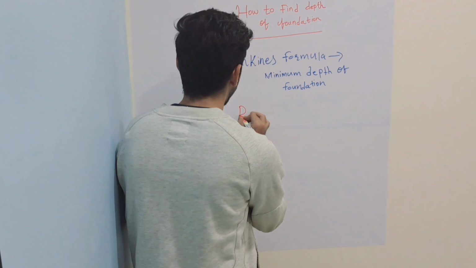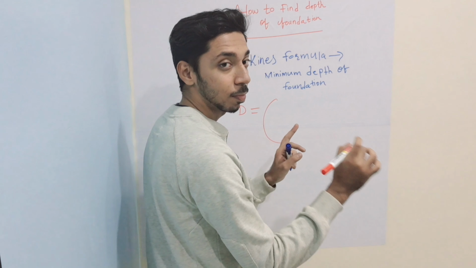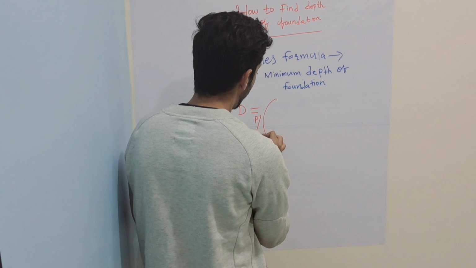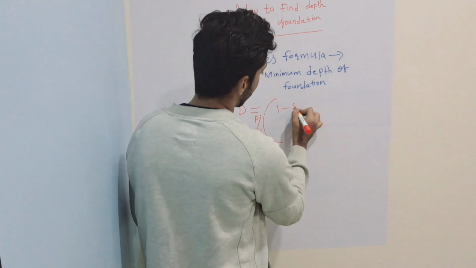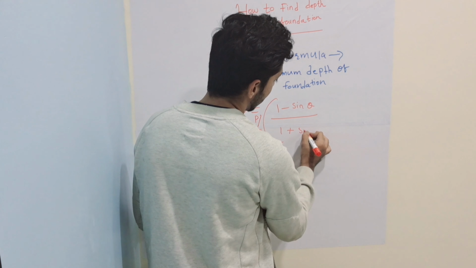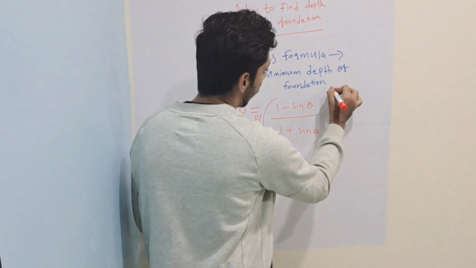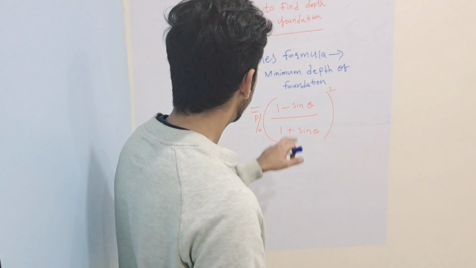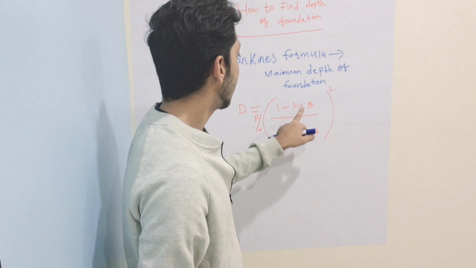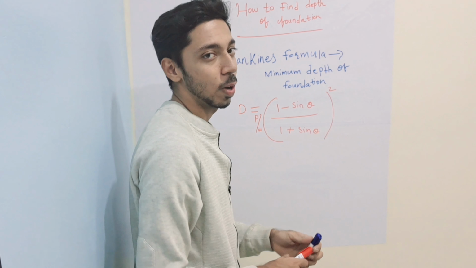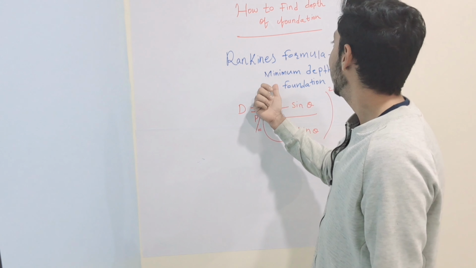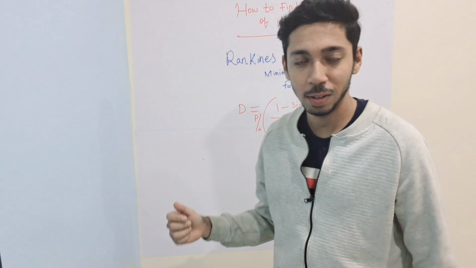So capital D is equal to P by W, (1 minus sin theta divided by 1 plus sin theta) whole square. This is the Rankine's formula. D is equal to P by W (1 minus sin theta over 1 plus sin theta) whole square. So this formula is generally used to determine the depth of the foundation.